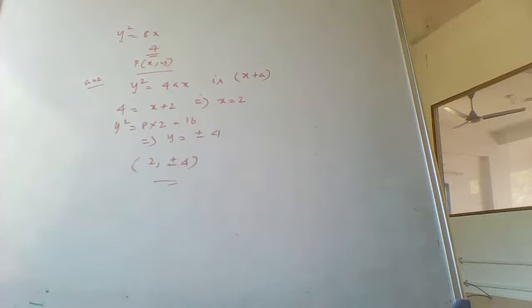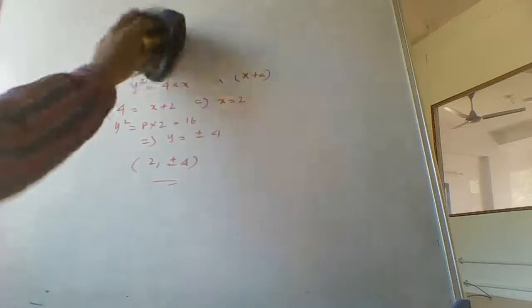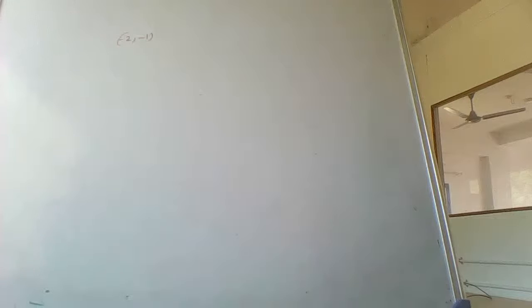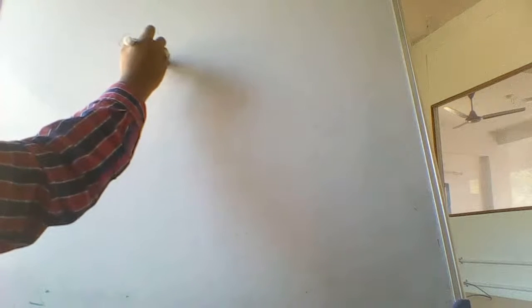Okay, let me try to solve that. Now let us find the two tangents drawn from the point minus 2 comma minus 1 to the parabola which is y square is equal to 4x.